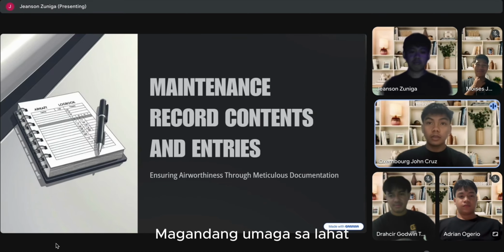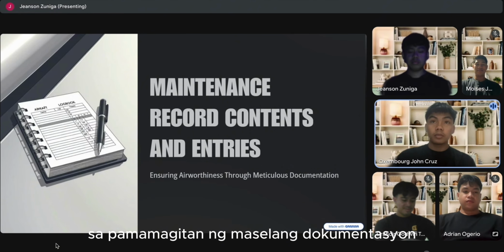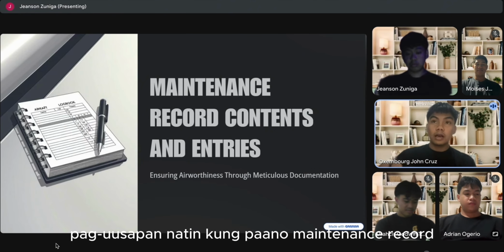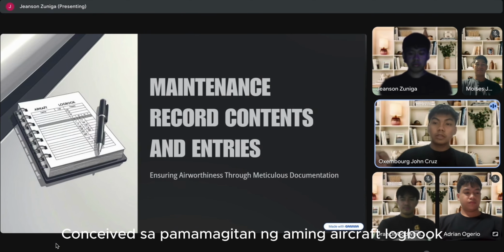Good morning, everyone. This is our group, and we will be discussing maintenance record contents and entries, ensuring airworthiness through meticulous documentation. We will be discussing how maintenance records are formed and how they are conceived by our aircraft logbook.